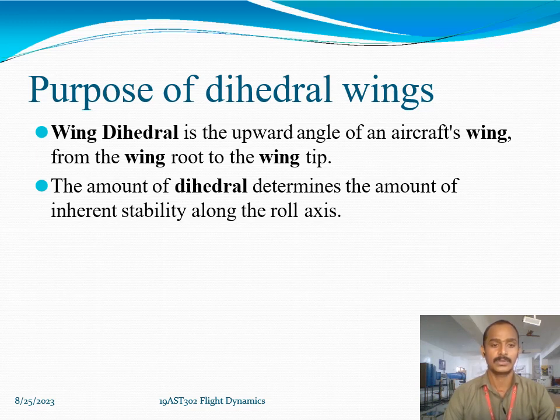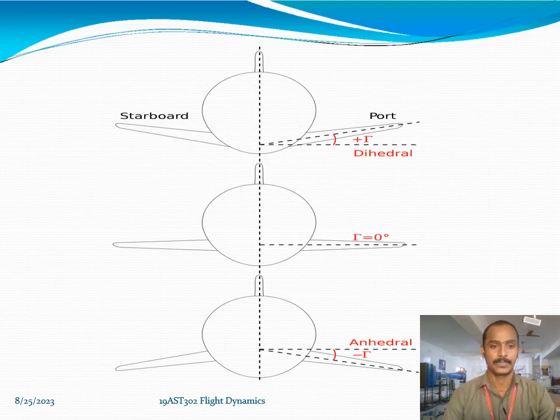The total amount of dihedral determines the amount of inherent stability along the rolling axis. So when we see this picture, we can observe the position of the fuselage and the wing from the front view, that is starboard and port side. So this tau is the dihedral angle. In this low wing configuration, we have positive dihedral, and the second figure shows the dihedral angle is 0.